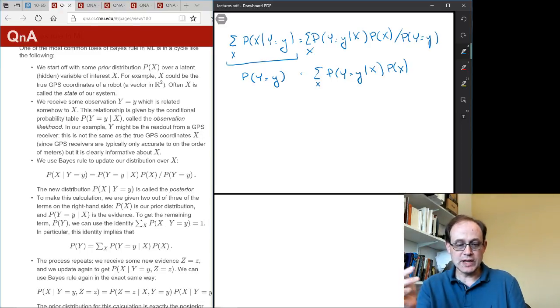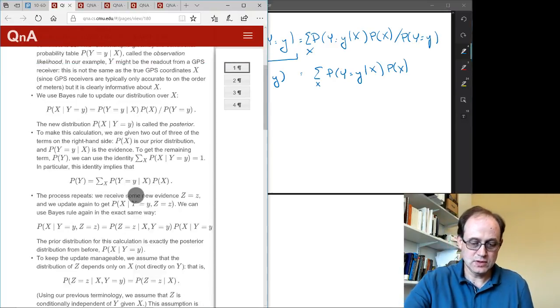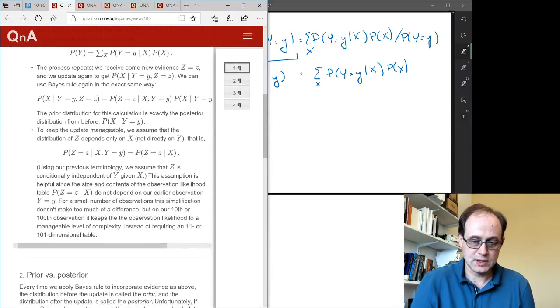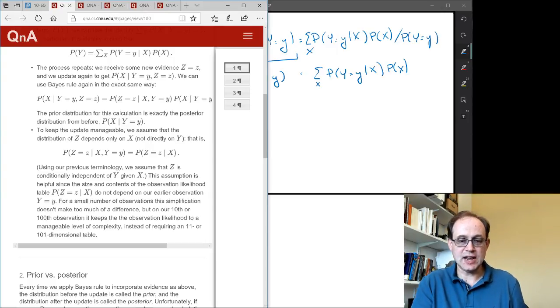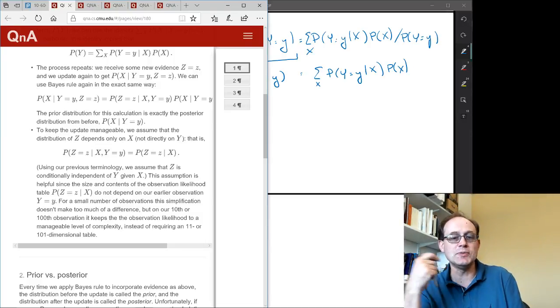All right, so we did that once. Why not do it again? So the process can now repeat. We can receive new evidence, let's say capital Z equals little z, where z is another observation. It could be a very similar observation, right? It could be a second reading from our GPS sensor, but it's going to be an independent new observation.